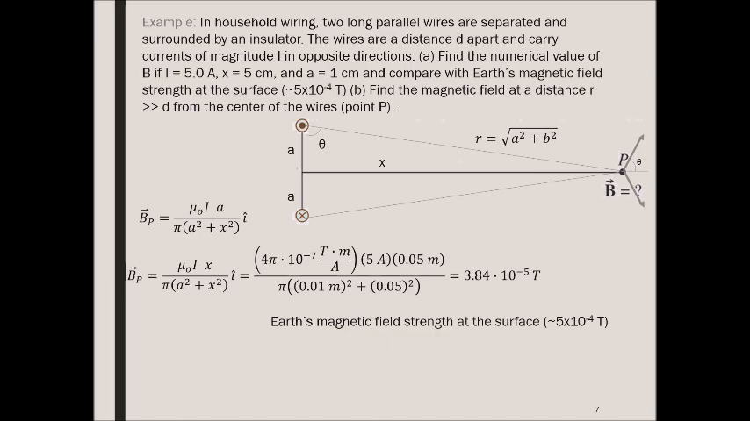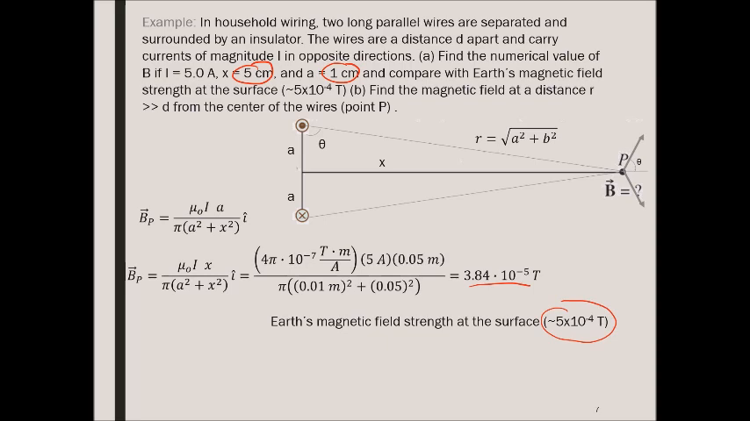So we're not very far away, we're only 5 centimeters away, and the two conductors are 1 centimeter away from each other. So what does that tell us? When we put those numbers in, the magnetic field is 3.84 times 10 to the negative 5th Tesla. We want to compare that to the magnetic field of the Earth, which is not very strong, but it's still an order of magnitude stronger than this one.